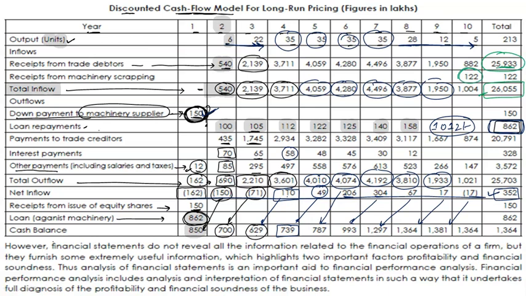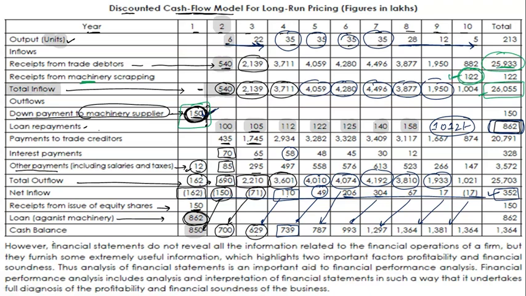Sir, what is this 122? 122 is from the machinery which you purchased in the first year. Now the same has been sold as scrap, and you got 122 lakh rupees for that.